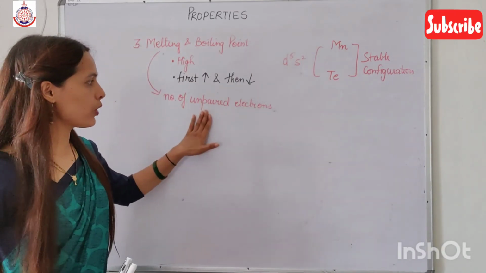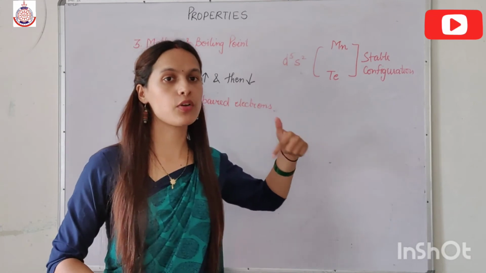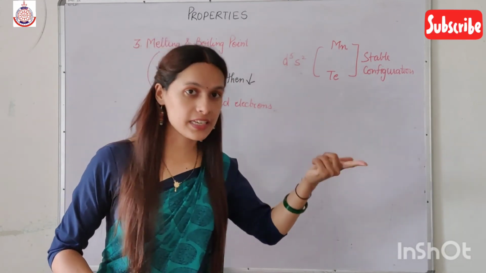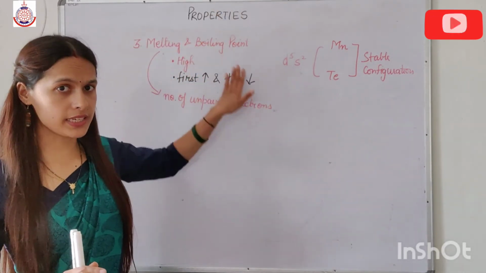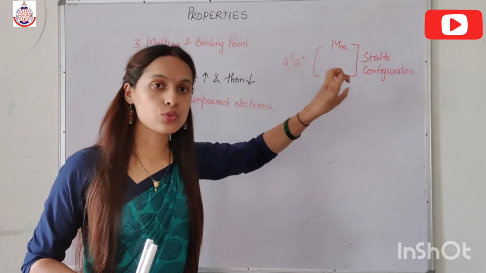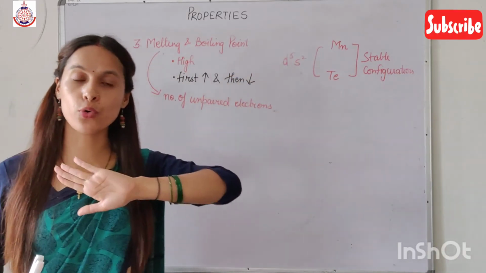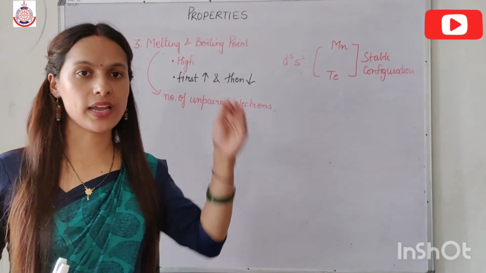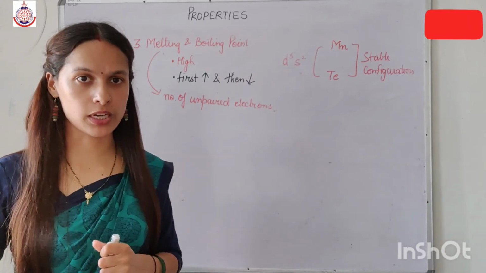So melting and boiling point depends on the number of unpaired electrons. When we move left to right, first the number of unpaired electrons increases, therefore melting and boiling point also increases, and then unpaired electrons decrease, that's why it also decreases. But in these cases, because of very stable configuration, there is no delocalization of electrons, and because of no delocalization of electrons, less metallic bond formation tendency is there. That's why abnormally low melting and boiling point.